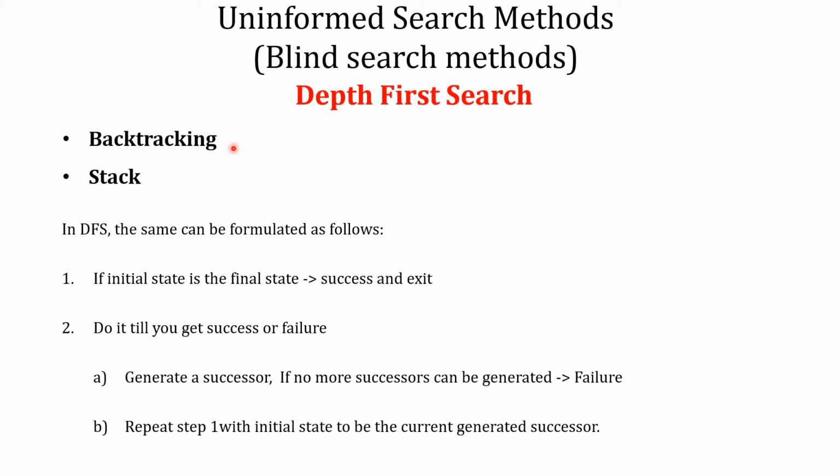We continue with the search after backtracking. In DFS, the same can be formulated as follows. Number one, if the initial state itself is the final state, then it leads to success and we can exit. We have to repeat until we get success or failure. We generate a successor. If there are no more successors that could be generated, then it leads to failure. We will repeat step 1 with the initial state being the current generated successor.